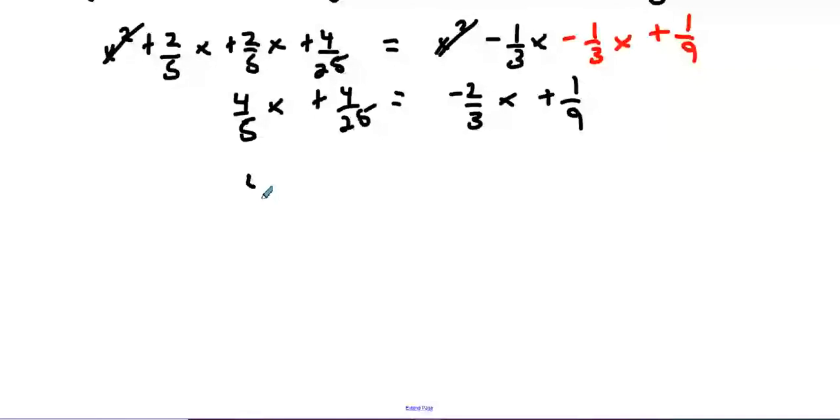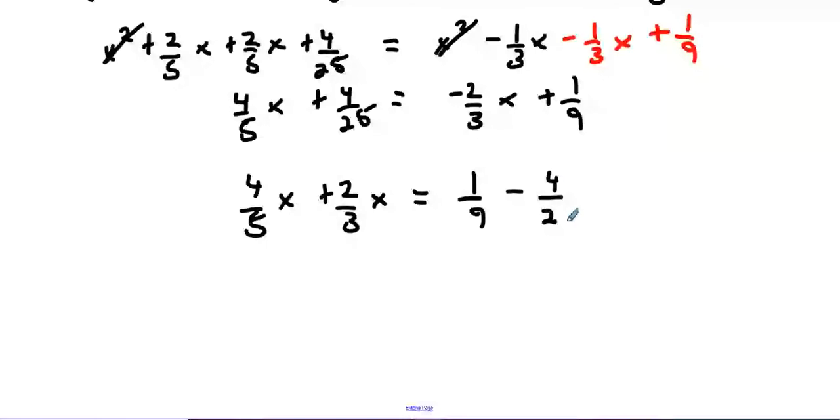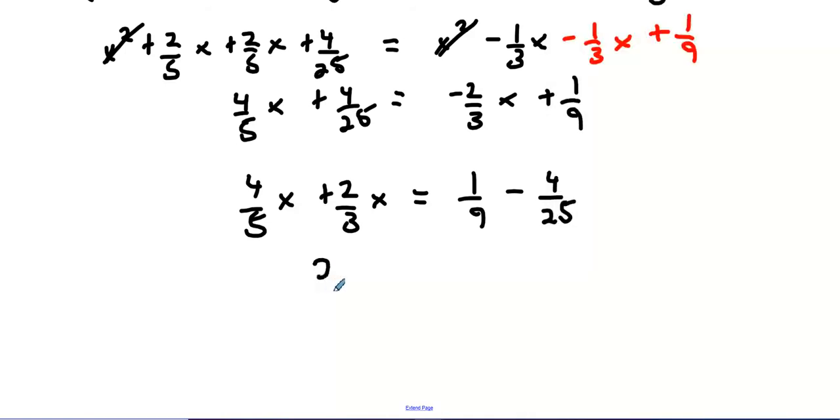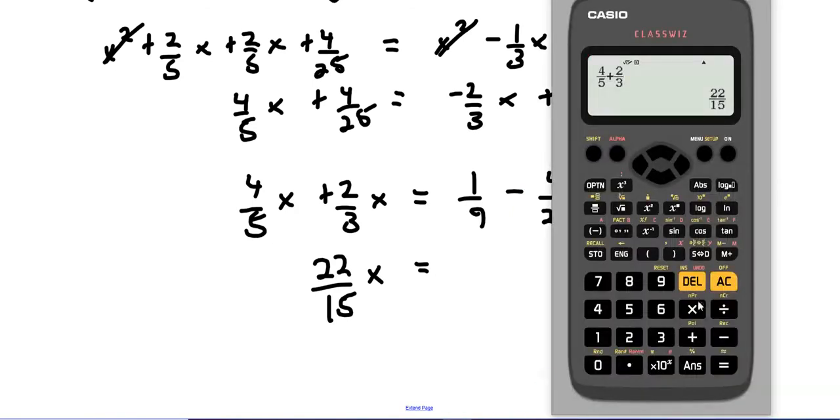So if you look at this, I'm going to do 4/5 x plus 2/3 x on the right, and then 1 over 9 minus 4 over 25. I'm going to put it in the calculator. 4 over 5 plus 2 over 3, and what's that? 22 over 15. That's really awkward. And then on the other side, 1 over 9 take away 4 over 25, minus 11 over 225.